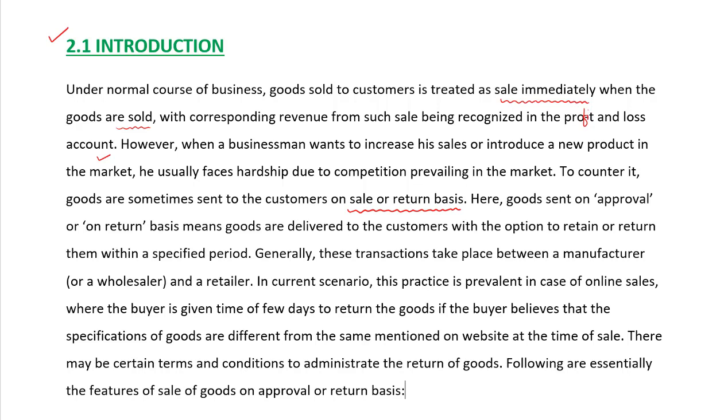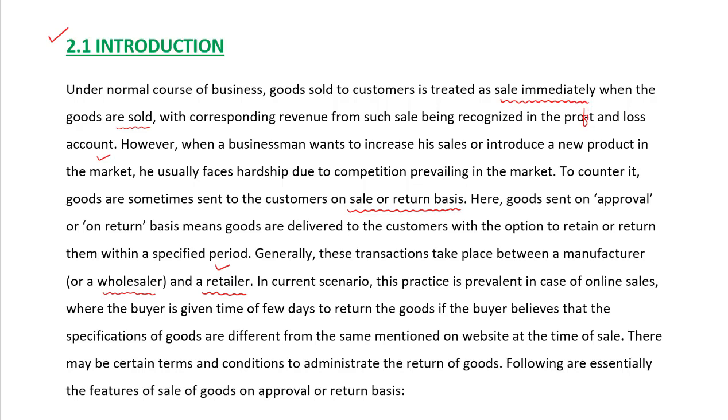Here, goods sent on approval or return basis means goods are delivered to the customer with the option to retain or return them within a specified period of time. Generally, these transactions take place between a manufacturer or a wholesaler and the retailer.